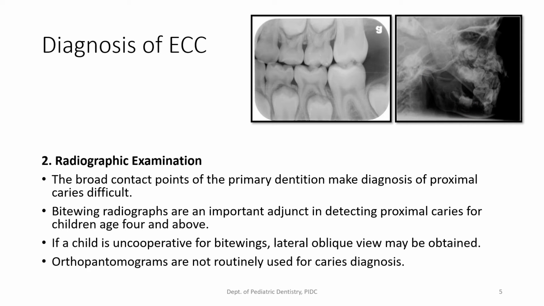And OPGs are not routinely recommended for caries diagnosis because there will be overlapping of the proximal parts of the teeth, which will make our diagnosis really difficult. But if you are going to look at gross caries presence, OPG can be used, and with digital OPGs, you can sharpen the images and have a very good look at the teeth as well. So it depends on the tools that you're using and how best you can utilize those radiographic tools for diagnosis of early childhood caries.